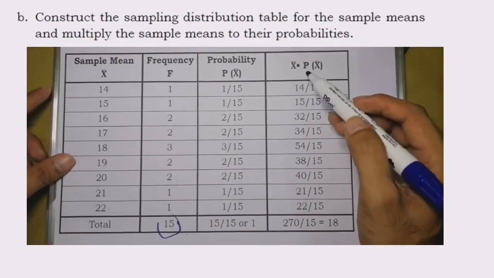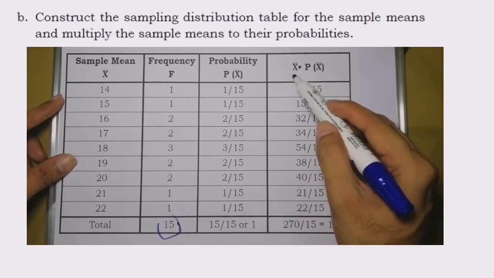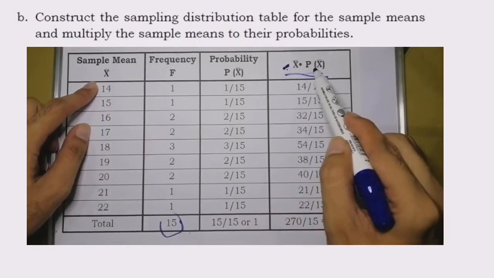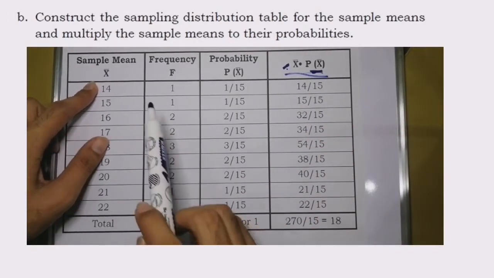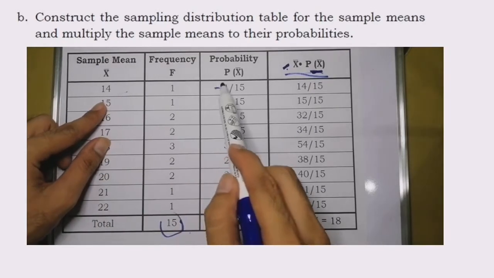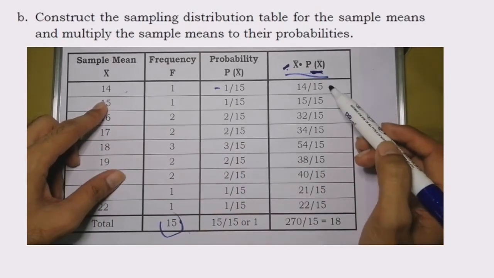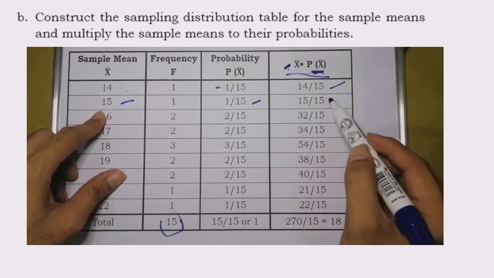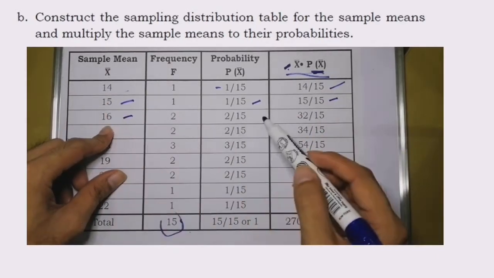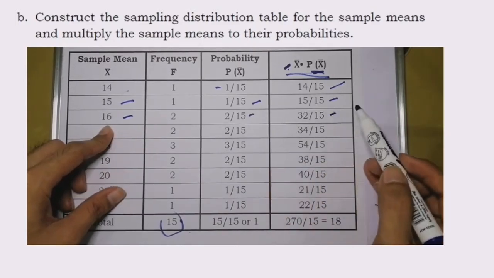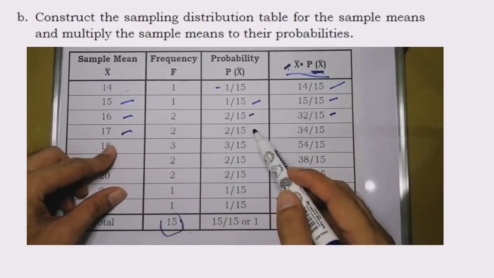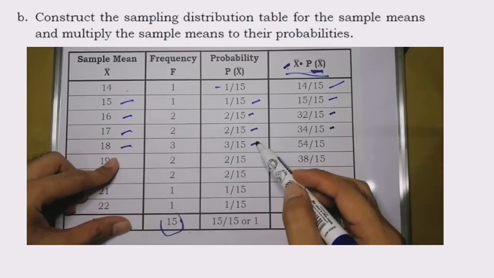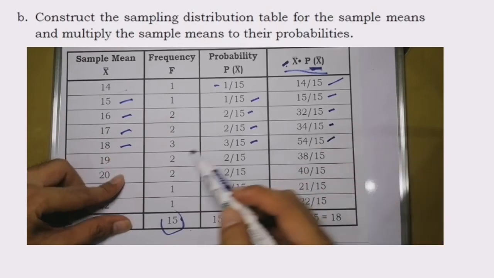So naa sa last nga column, which is kani. So kani nga sample mean, i-multiply nato sa probability. So mao nang 14 times 1 over 15, that's 14 over 15. 15 times 1 over 15, that's 15 over 15. 16 times 2 over 15 is 32 over 15. 17 times 2 over 15 is 34 over 15. 18 times 3 over 15 is 54 over 15.